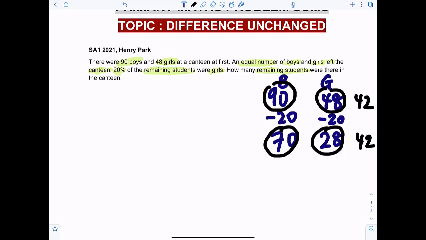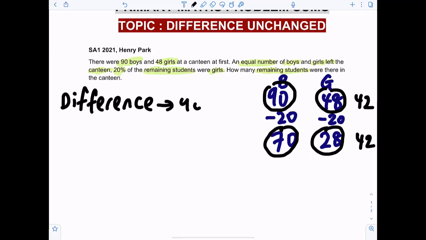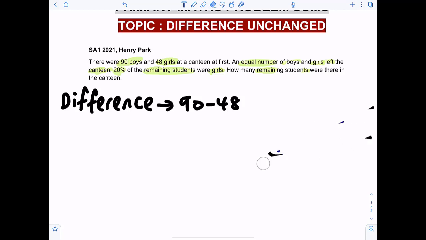Alright, so what we do is this. We find the difference at the start, 90 minus 48, and that will give us 42. And this difference will be applied to the after case as well, to the remaining students.